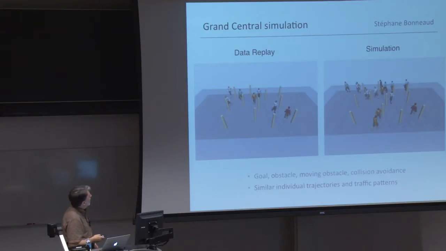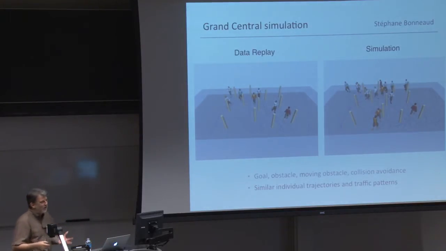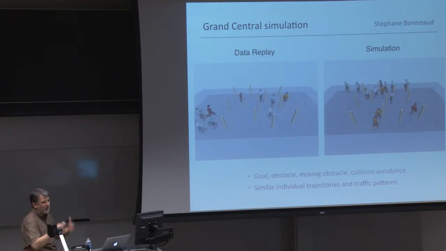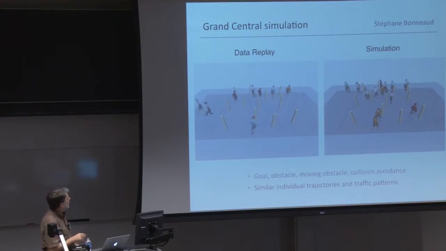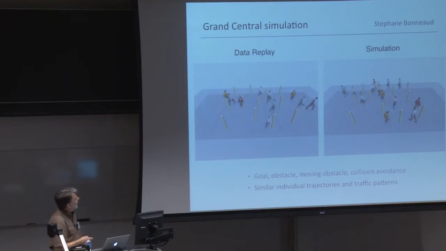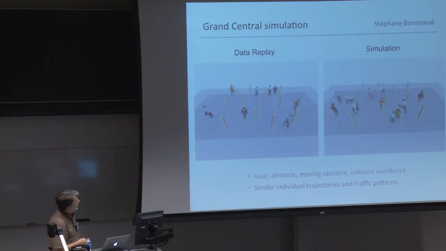Okay, so here's an attempt. This is our first attempt at simulating some of this data. So here on the left is just a replay of the data from one trial. And you can see the virtual humans are blinking on and off as they move out of the capture volume or as we lose tracking. But you can see over time these trajectories build up and establish certain kinds of traffic patterns in the room. And the simulation of that trial is on the right.